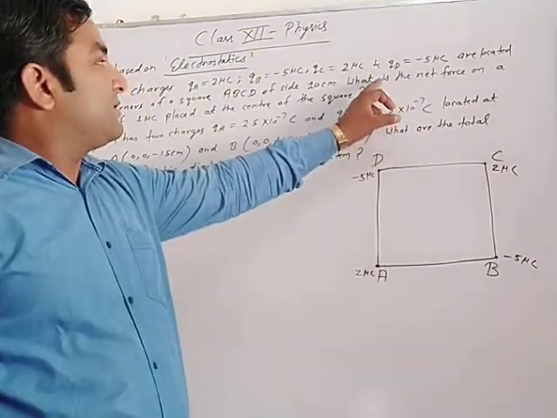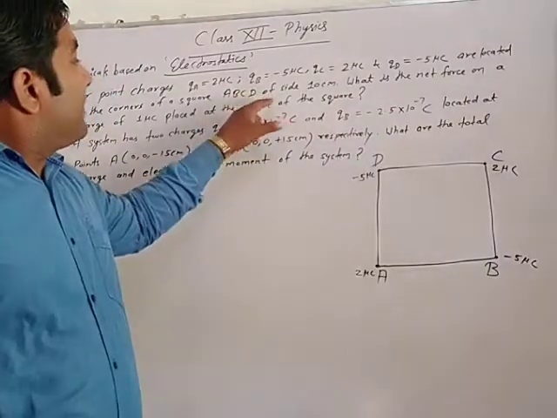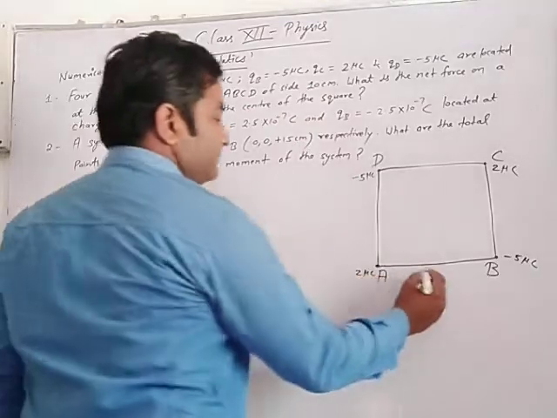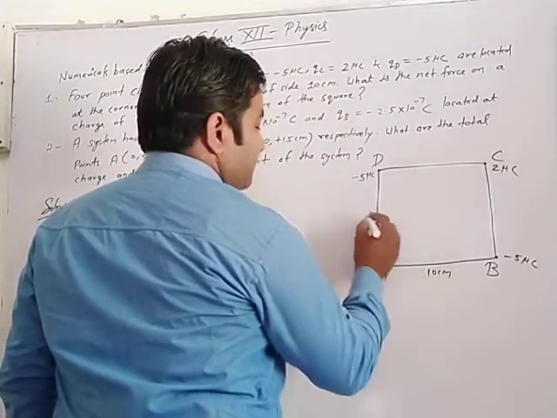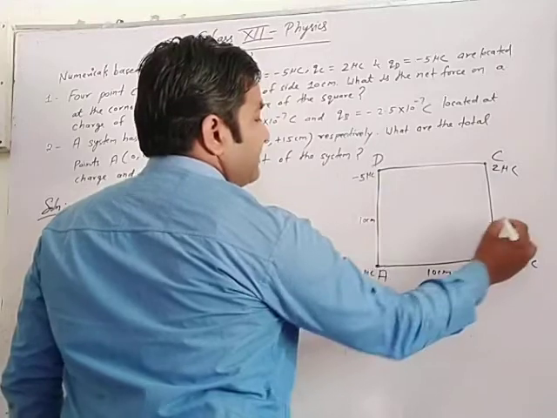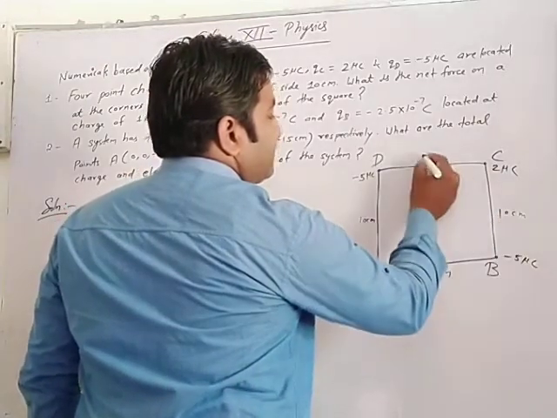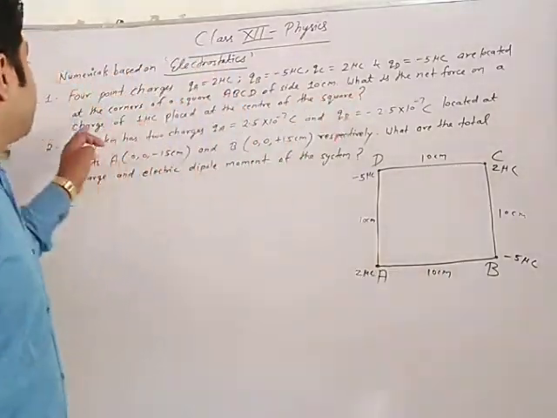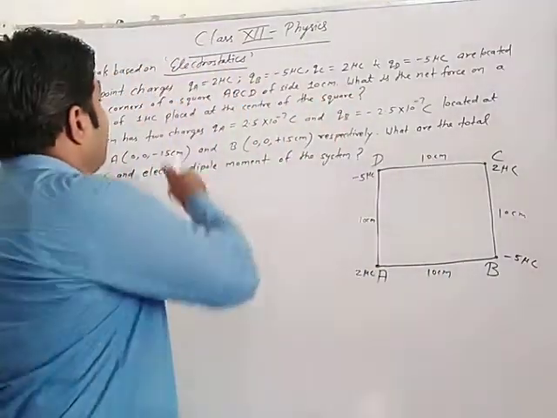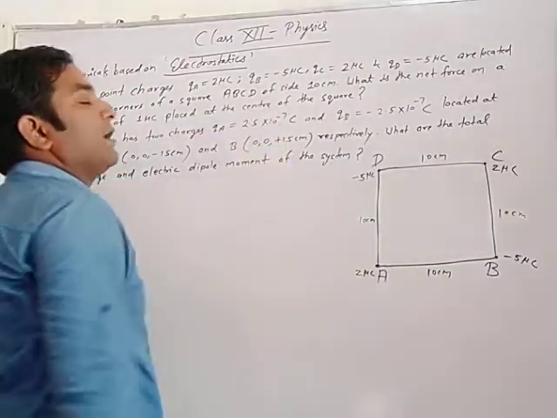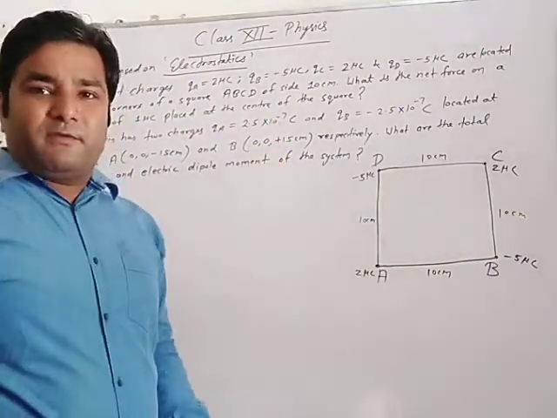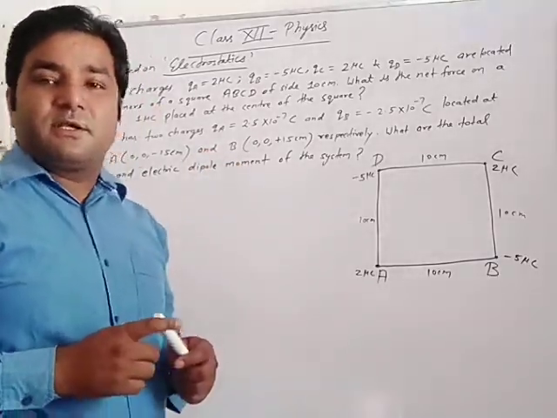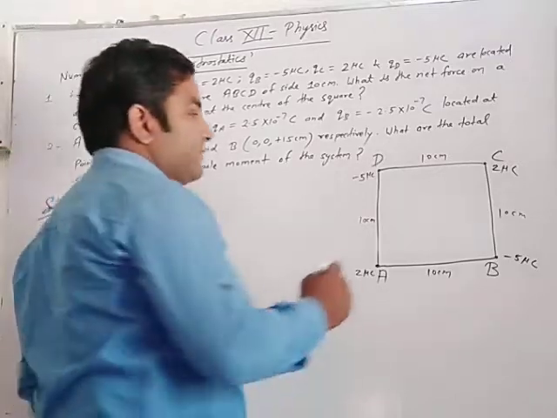Then what is the net force? Just before the calculation of net force, here is another important information about the side of the square, that is 10 centimeter. This is 10 centimeter. This is also 10 centimeter. This is also 10 centimeter. And what is the net force on a charge of 1 microcoulomb placed at the center of the square? And the center of the square means what? Whenever we draw the diagonals of the square, the intersection point of the diagonals represents the center of the square.